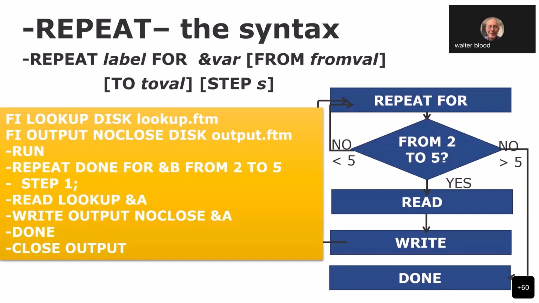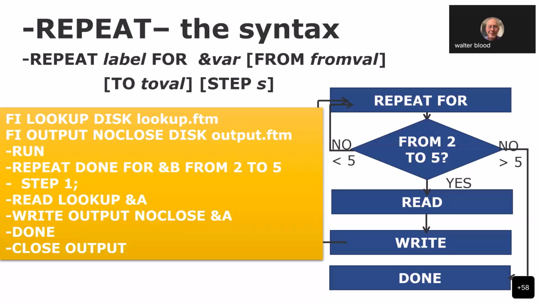Now, simple case. I'm going to set up file lists for both files. In this case, I'm going to read from input. I'm going to read from lookup and write out to output. My repeat is done for. I'm using amper_b as my amper variable. It can be anything, and you don't have to set it up. It's automatically set up by -repeat from 2 to 5, which means I'm going to go from the second record I read. I'm going to skip the first one, and I'm going to go 2, 3, 4, 5, and then that's done. As soon as I've read 5, I've completed. In this case, I'm stepping 1, so I'm reading 2, 3, 4, and 5.